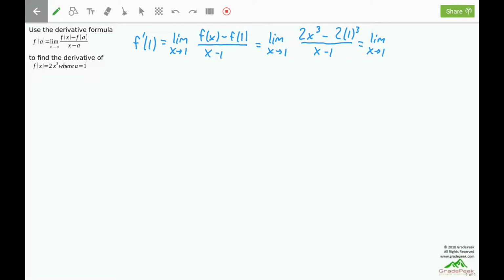So the next thing I'm going to do is simplify the second term in the numerator. 1 cubed is 1 times a negative 2 is just a negative 2. We have to factor that numerator. The first thing to do is bring out that common factor of a 2.